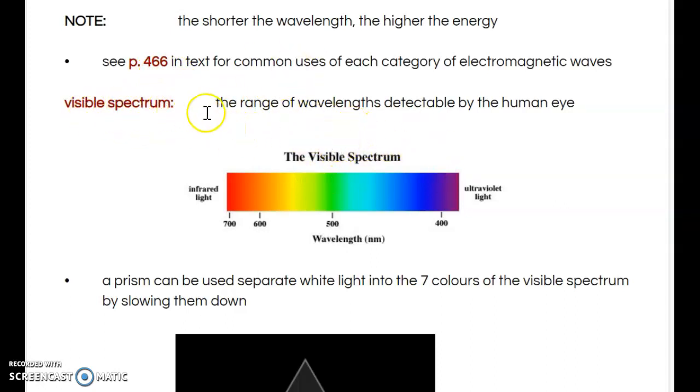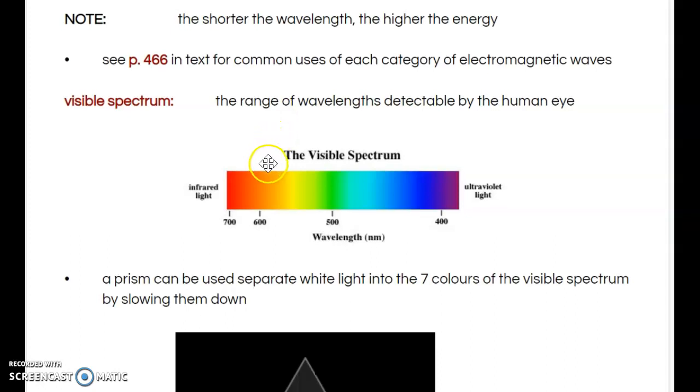This is the visible spectrum. These are the range of wavelengths that are detectable by the human eye, and that's just the human eye. Some different animals can detect different wavelengths that we potentially cannot detect. I've read that dogs can't see certain types of colors. That's because their eyes cannot detect the wavelength at those colors, but they can see other colors. So different animals may not have the exact same ability to see the visible spectrum that we can.